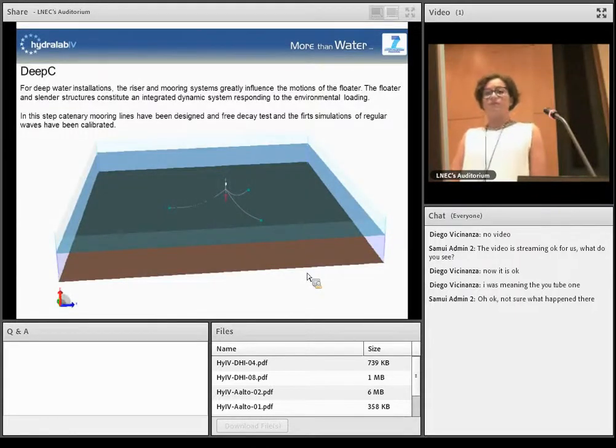The experiments have yielded detailed data, freely available according to the EU Hydralab 4 rules and conditions, that are limited to the range of the adopted experimental conditions and might be used to test and develop advanced numerical models. So, that's enough. Thank you for your attention.